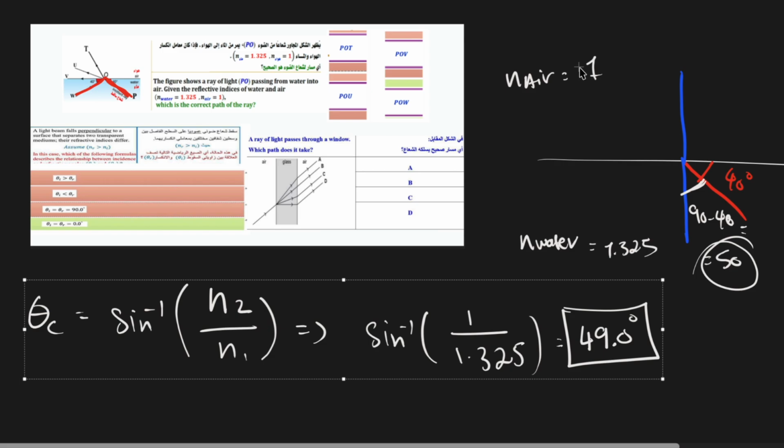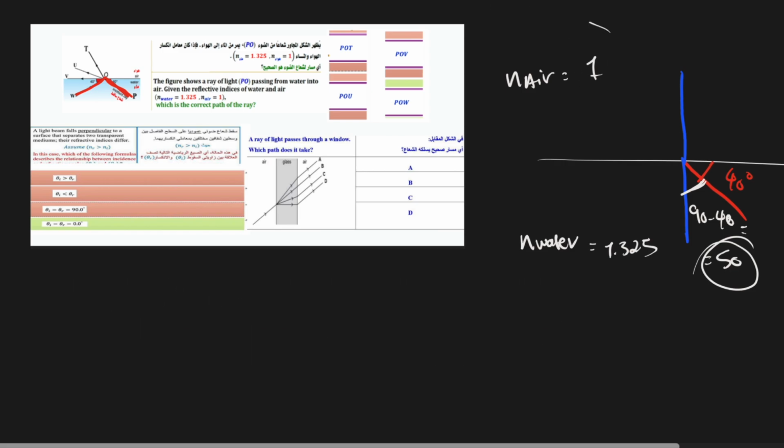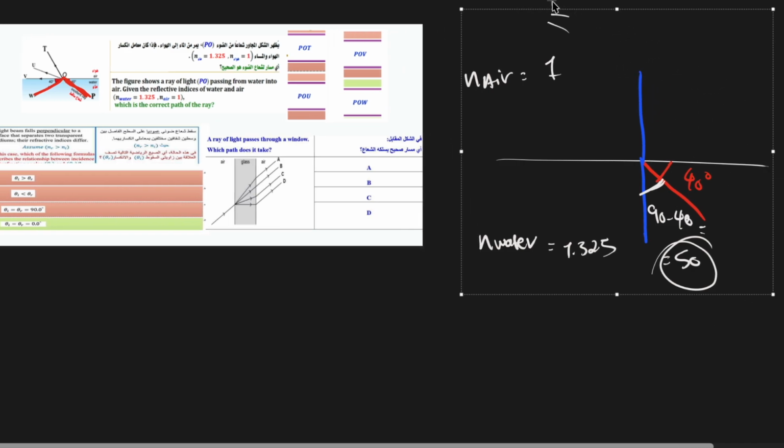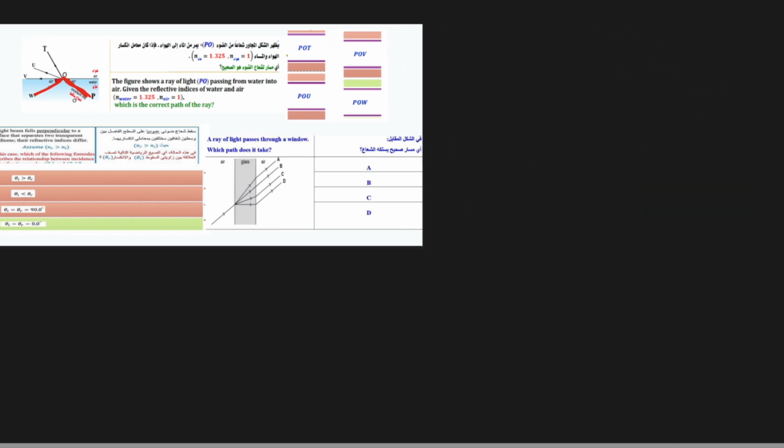Now let's move to the second question. Let me raise it like this. It's actually a new program that I'm using, so I'm not sure how to use it properly, but I will get used to it. For the second question, a light beam falls perpendicular to a surface and it separates two transparent mediums. Their respective indices differ. Assume that n2 is greater than n1.